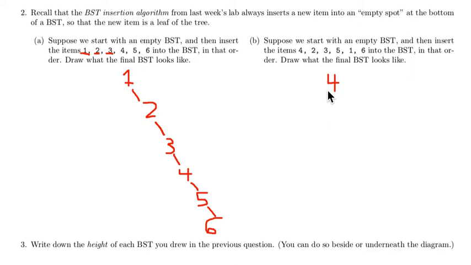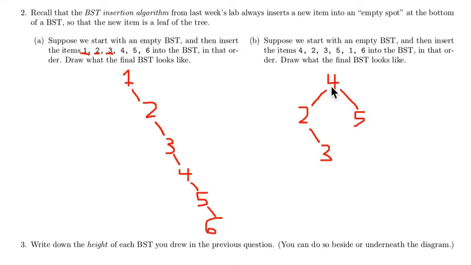So now we insert 2. Well, 2 is less than 4, so we put it in the left branch. 3 is less than 4, so it goes into the left branch as well. But then we compare it with 2, and we know that 3 is greater than 2, so we'll put that one in there. Next one is 5. Well, 5 is greater than 4, so let's throw this one in here, in the right subtree. Now we look at 1.